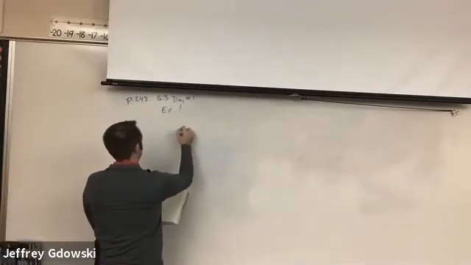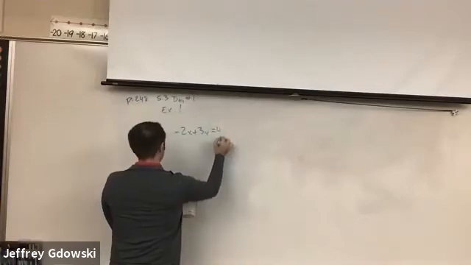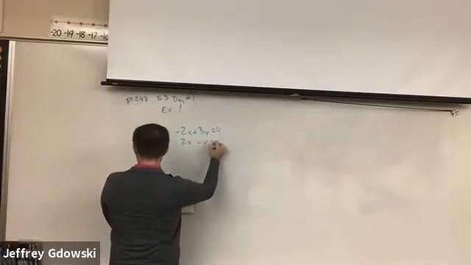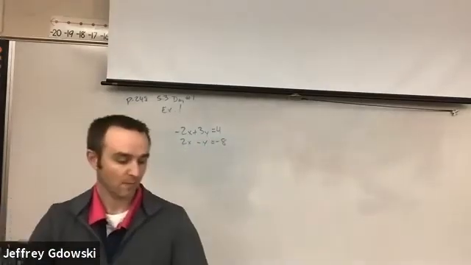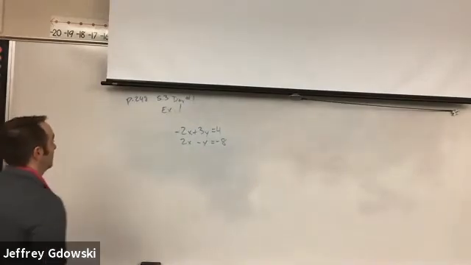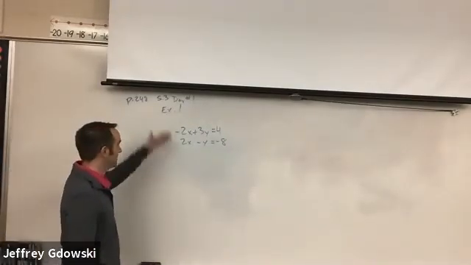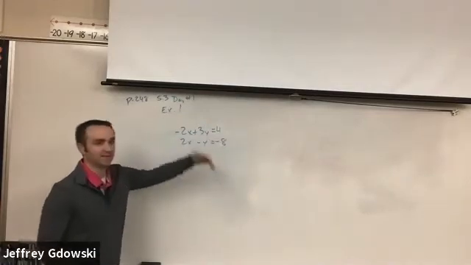Let's go negative 2x plus 3y is equal to 4. 2x minus y is equal to negative 8. Okay, so the first thing we have to do is make sure everything's lined up. Everything is lined up. X over x, y over y, equal over equal, constant over constant.